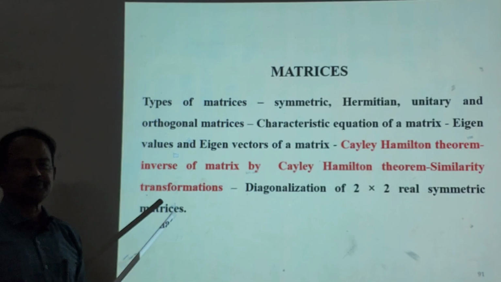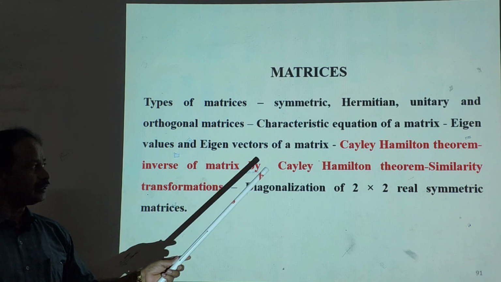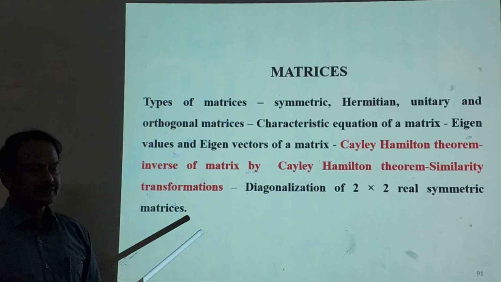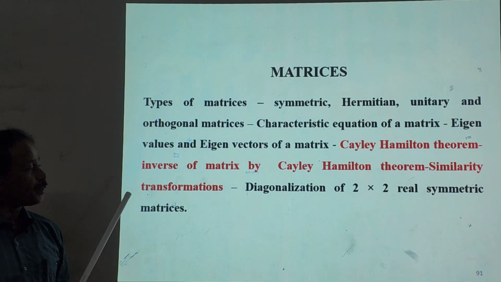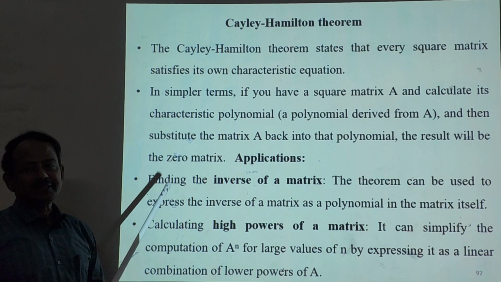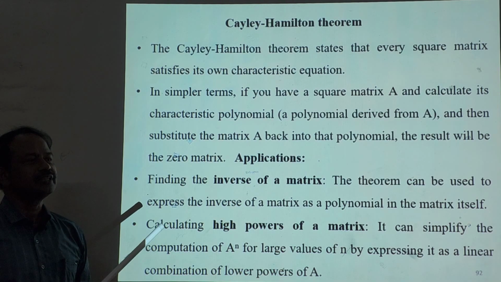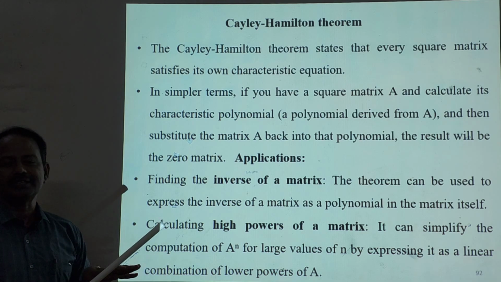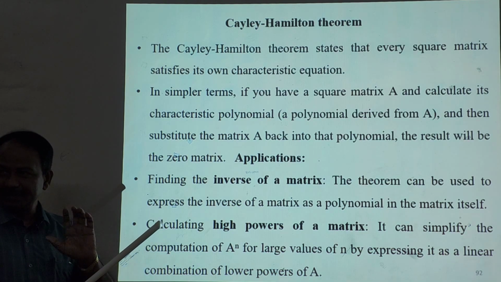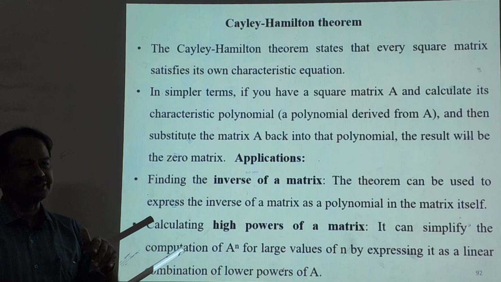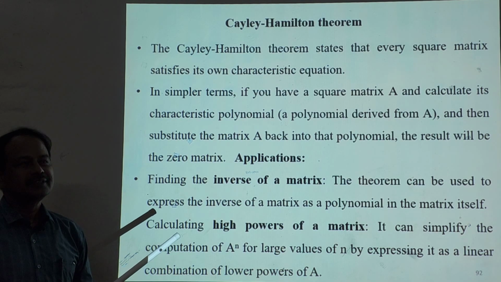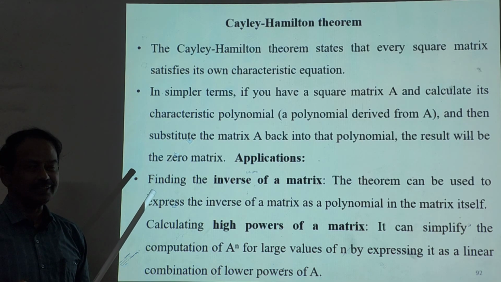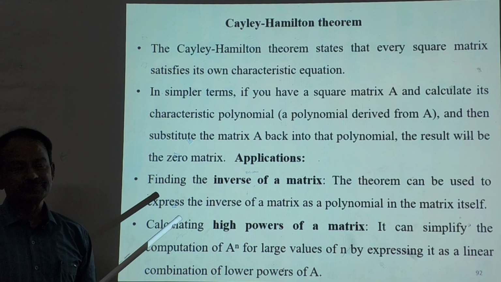And similarity transformation. So, we are going to learn today Cayley-Hamilton theorem and inverse of a matrix by Cayley-Hamilton theorem and similarity transformation. Cayley-Hamilton theorem says that a matrix has to satisfy its own characteristic equation. We already know how to find the characteristic equation of a matrix, eigenvalues, eigenvectors, all those things we learned earlier. So, Cayley-Hamilton theorem says that it has to satisfy its own characteristic equation.